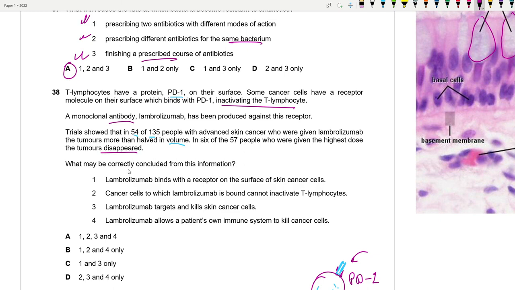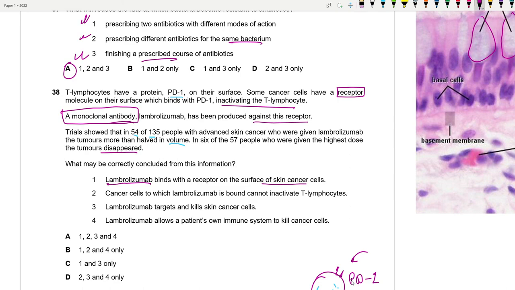Oh wait, it was pembrolizumab. My bad. So pembrolizumab binds with a receptor on the surface of skin cancer cells. Oh wait, I misinterpreted the question. The monoclonal antibody is produced against this receptor. So not against PD-1, but the receptor of the cancer cell. Okay, so my bad.